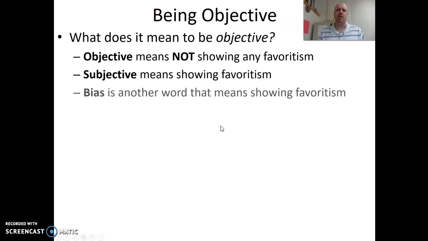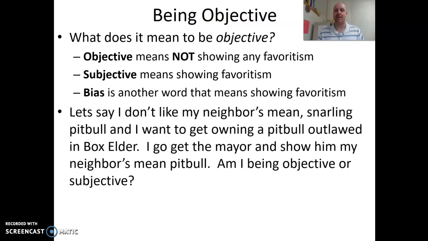Okay, here's an example. Bias, again. Forgot that was in there. Bias is another word that means showing favoritism. Okay, so let's say I don't like my neighbor's mean snarling pit bull, and I want to get owning a pit bull outlawed in Box Elder. I go get the mayor and show him my neighbor's mean pit bull. Am I being objective or subjective? Well, I'm being very subjective because I'm showing the mayor a very bad example of a pit bull. I happen to have some really great pit bulls. I am not against pit bulls by any means.